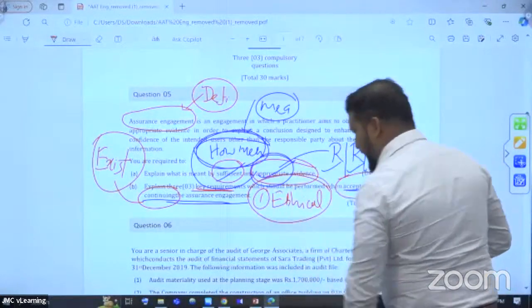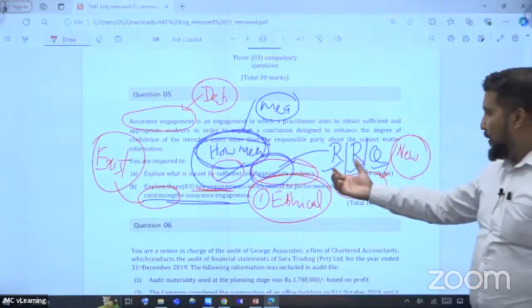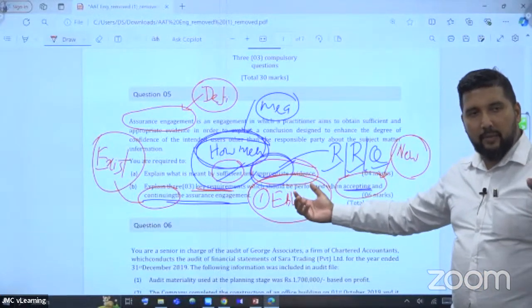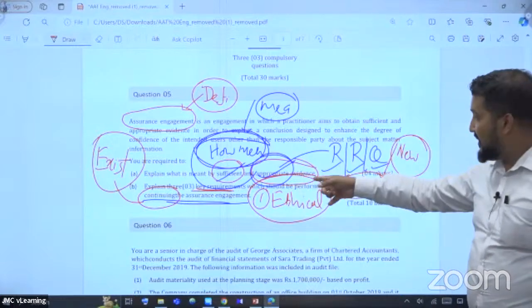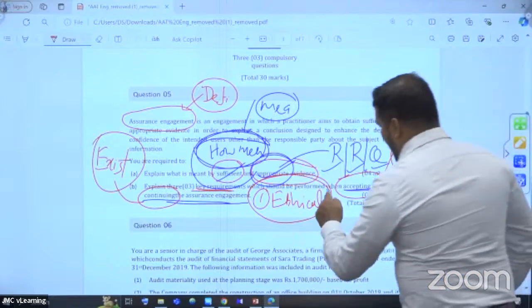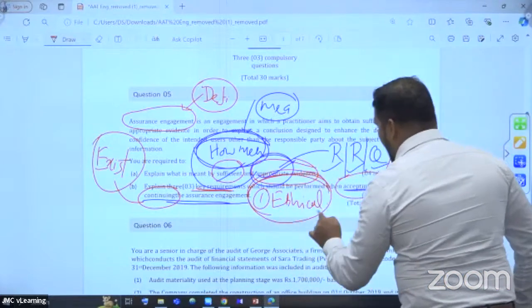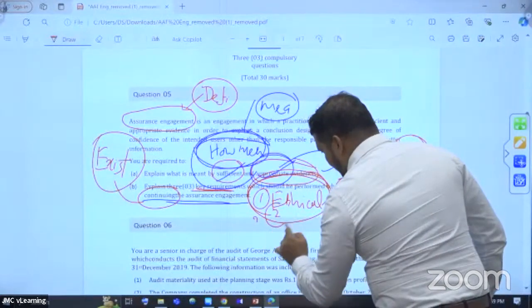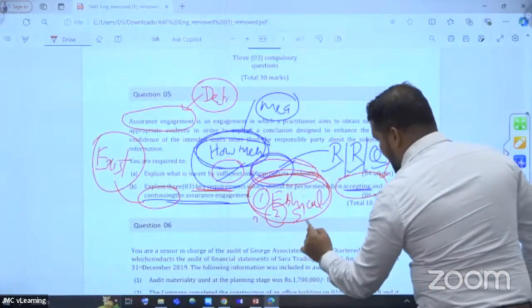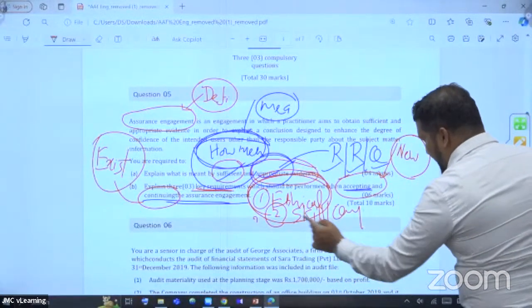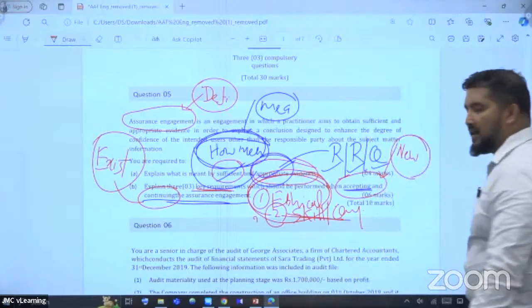We discussed all this. For the people who came physically to the class, we discussed a topic called preliminary engagement activities. This is what the examiner is going to test. So you need to check whether you comply with the ethical requirements. Number 2, you need to check whether you have the required skills, competencies, and the required resources to carry out this assurance engagement.